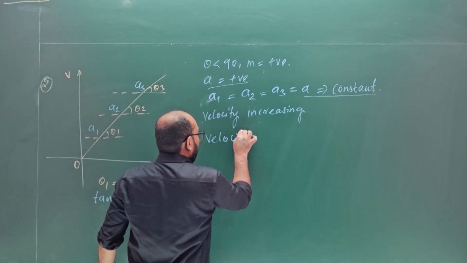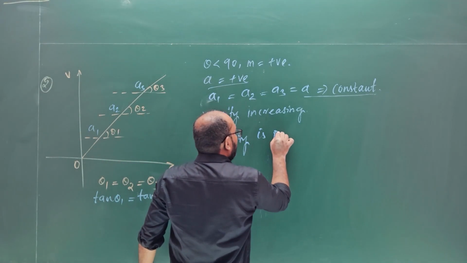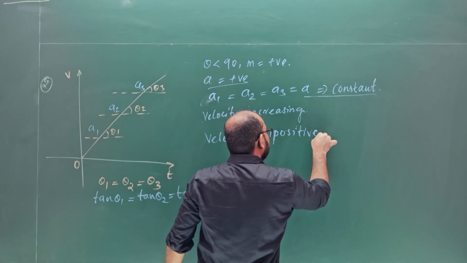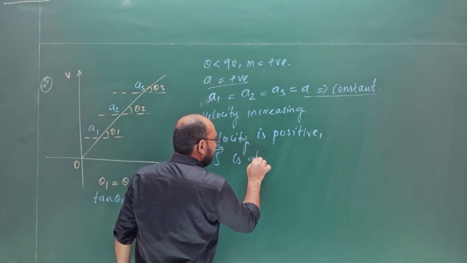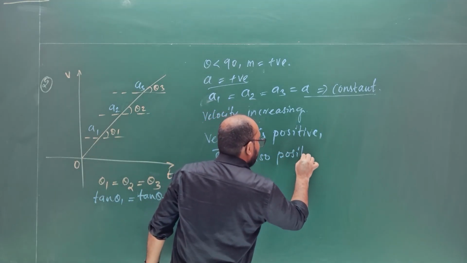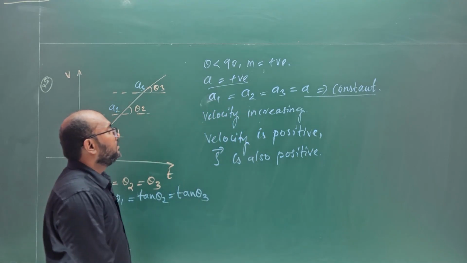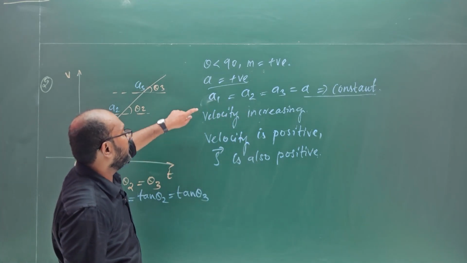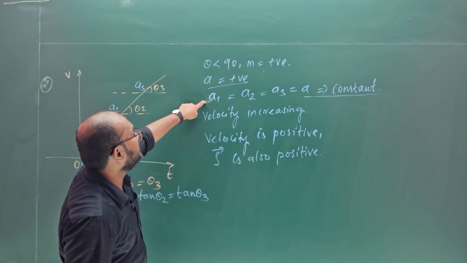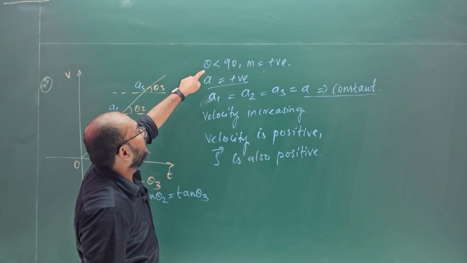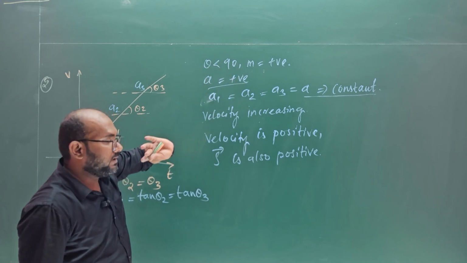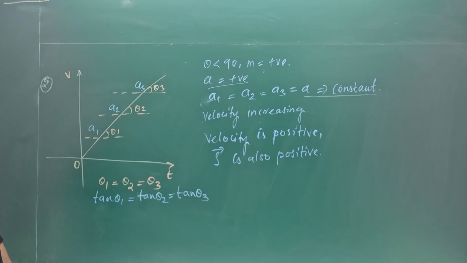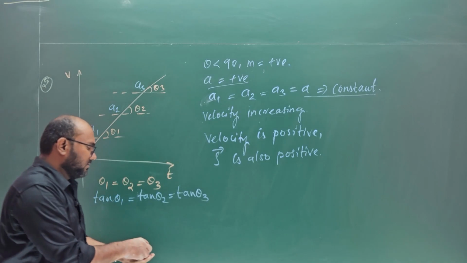So velocity is what? Positive. Can I say that displacement is also positive? Yes, we can say displacement is also positive. So displacement is positive, velocity is increasing, acceleration is constant, acceleration is positive. Why? Because theta is less than 90, that's the reason slope is positive. Anything else we can comment here? We can say like this also.